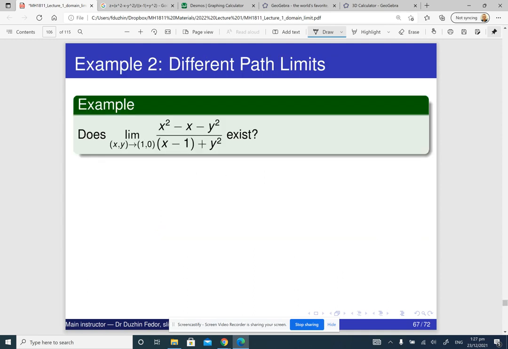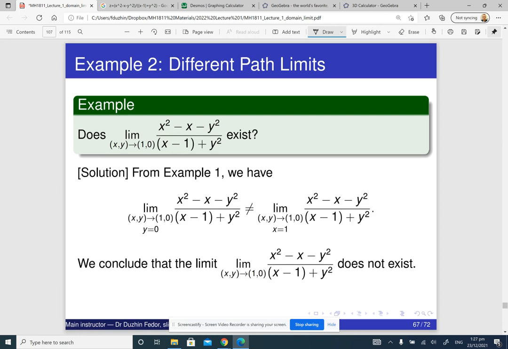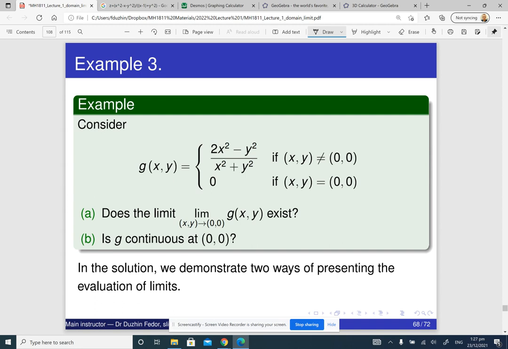Anyway, let me continue. Here is another specific example. Does this limit exist? Oh, sorry, it's the same example as before. So does this limit exist? As I already mentioned, since limits along two different paths are different, the overall limit does not exist. Okay, so here is a different example.